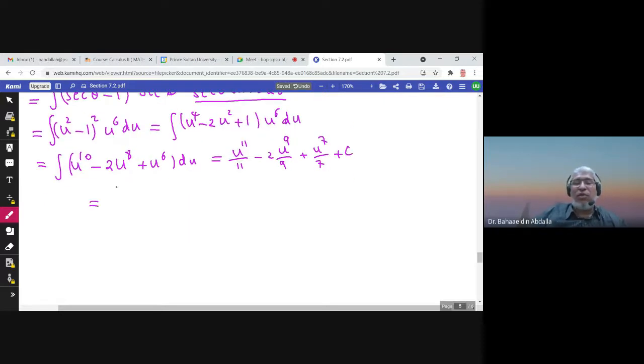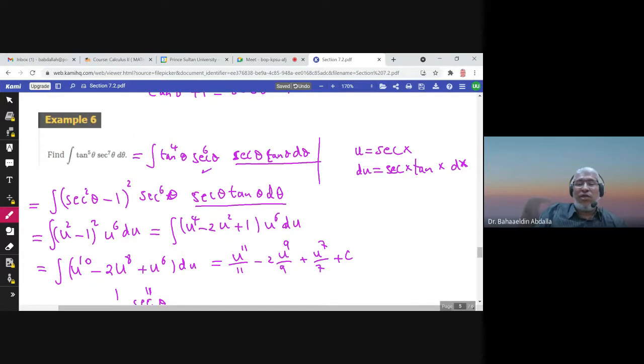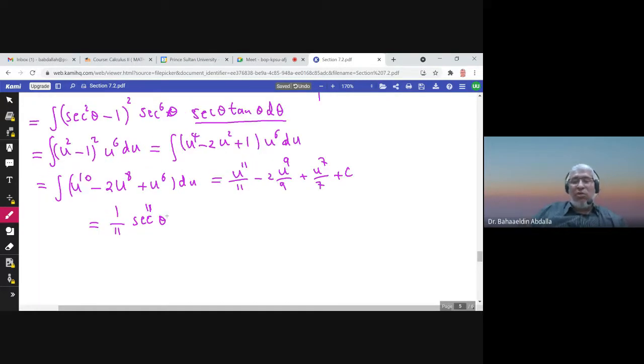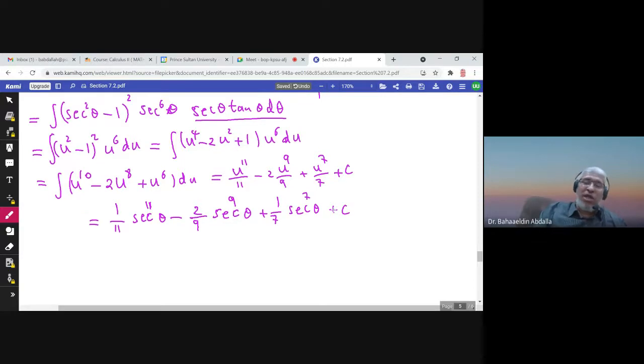So the final answer would be 1 over 11 secant^11 theta, I believe, or x. Yeah, it should be theta because everything here is theta. So this is theta, theta, theta, even d theta. Minus 2 over 9, u to the power 9 would be secant theta to the power 9, plus 1 over 7, u to the power 7 would be secant theta to the power 7, plus c, and that's the answer.